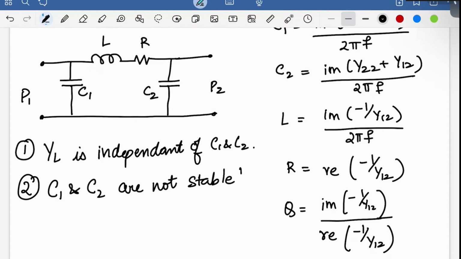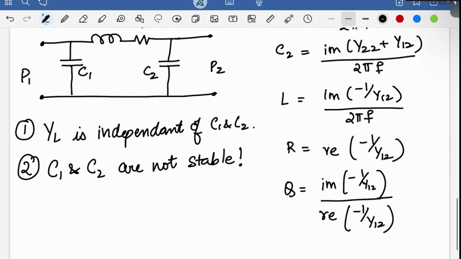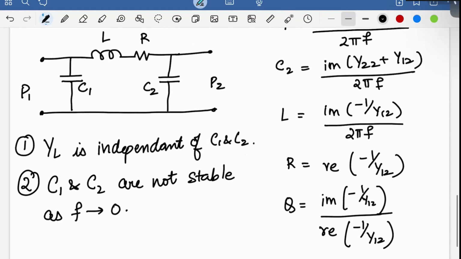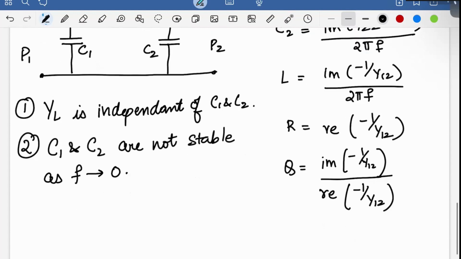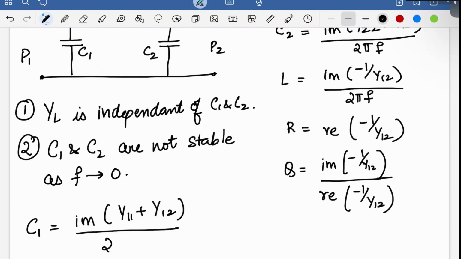stable. Why is that? Okay, we should say not stable as F goes to 0. So at low frequencies, C1 and C2, given this model, are not very stable, and that's because, let me rewrite. Let's just take C1 for example. It's the imaginary part of Y11 plus Y12 over 2 pi F, right?